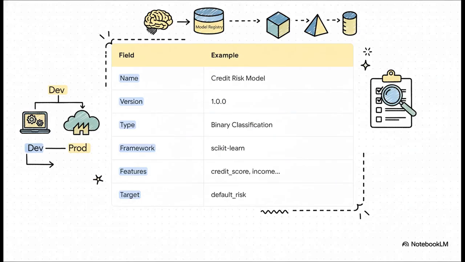Now, registering a model might sound like a big deal, but it's really not. You're just giving it some basic info that you already have. Its name, what version it is, the kind of problem it solves like binary classification, and what features it uses. The point is, you're not doing any new work here. You're just telling the platform about the model you've already built.